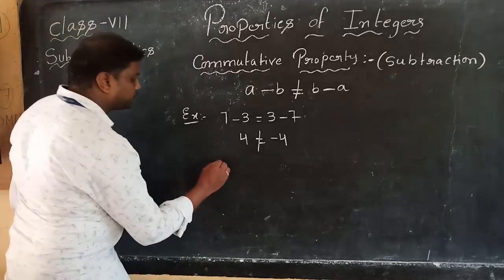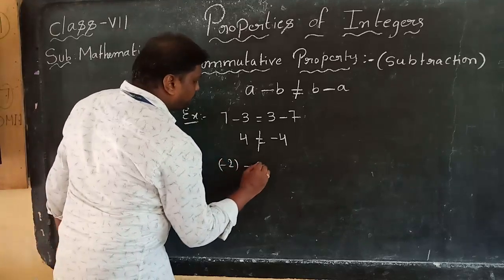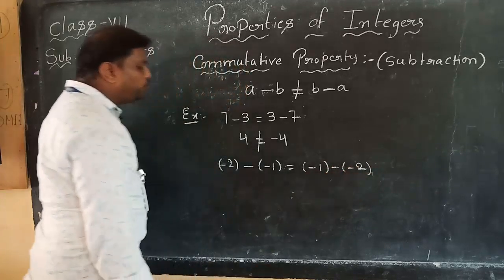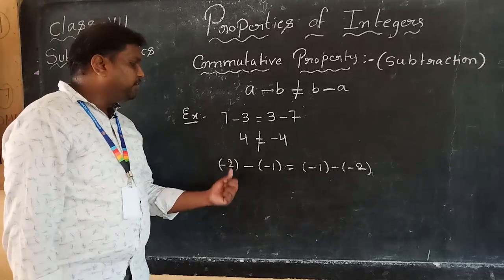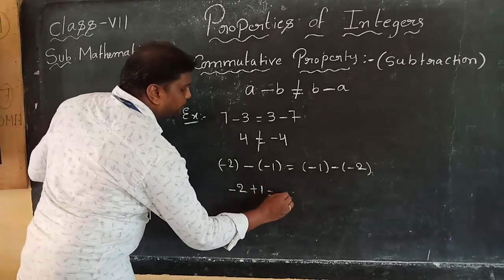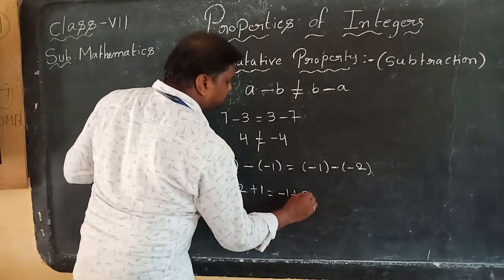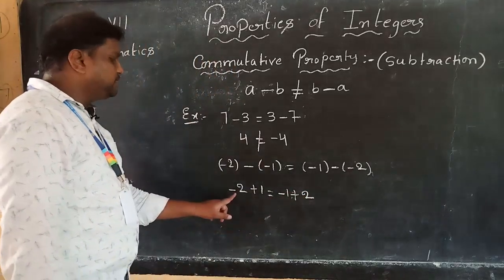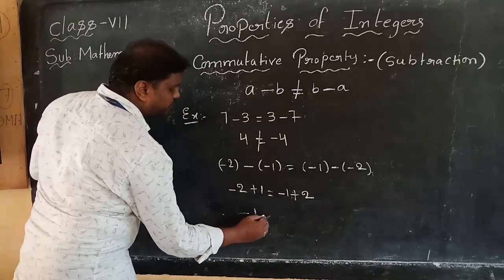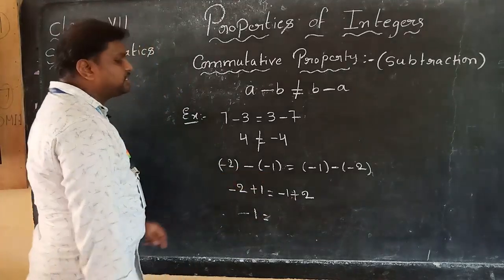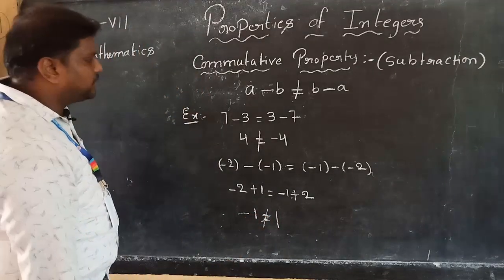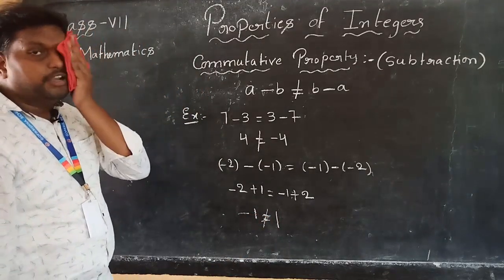Next, one more example. Minus 2 minus of minus 1, and minus 1 minus of minus 2. I am taking two negative integers, the difference between two negative integers. See, minus 2 minus into minus plus 1 is equal to minus 1 minus into minus plus 2. Minus 2 plus 1 means the bigger value is 2, the symbol is minus, during subtraction we will get answer minus 1. Here the bigger value is 2 and the symbol is plus, so the answer will not be equal. Minus 1 is not equal to plus 1. That's why this commutative property under subtraction is not applicable in integers.